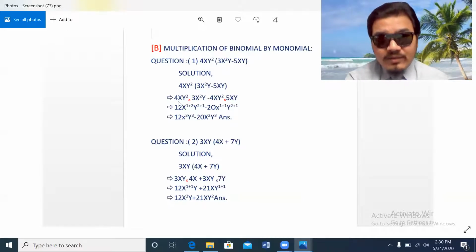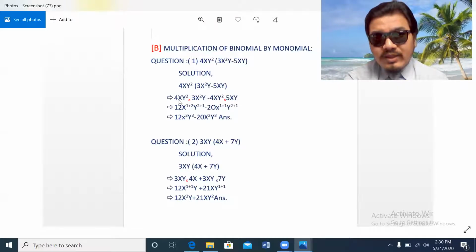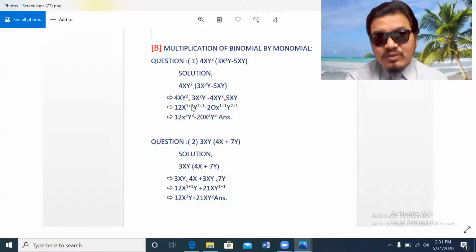Now see here, in this multiplication of 4 and this 3, these are the numerical coefficients, multiply them, 12. And now what is the power of x here? The power of x is 1, here the power of x is 2, right? Add their powers, 1 plus 2 is 3. That will be shown in another line, but we have to add the 1 plus 2. And here the power of y is 2, here the power of y is 1, and add them, 2 plus 1, in power, and this minus sign.